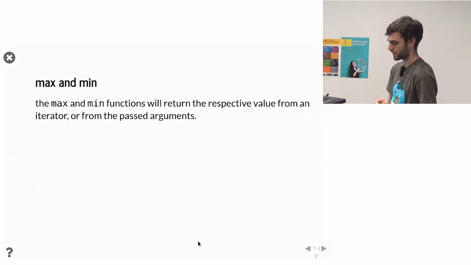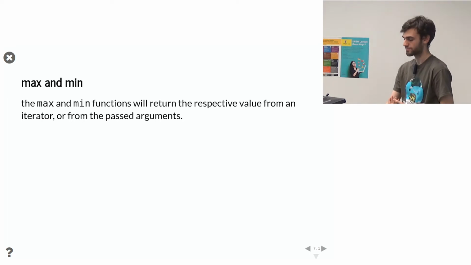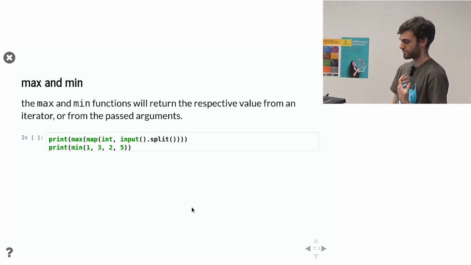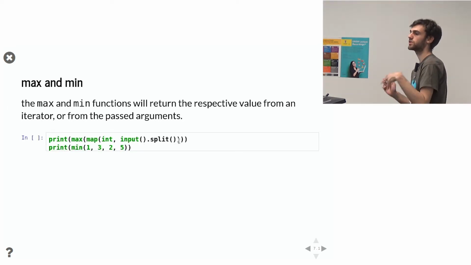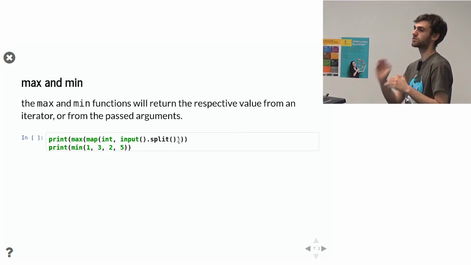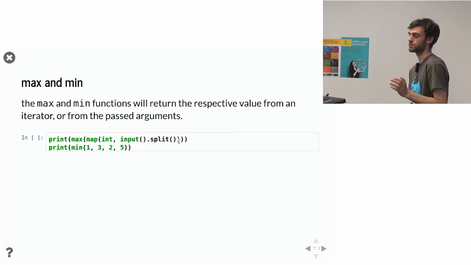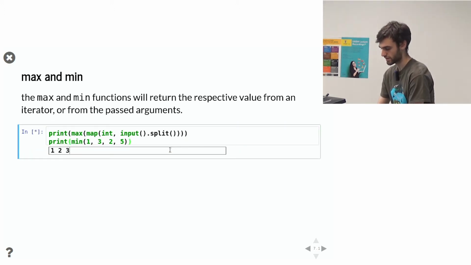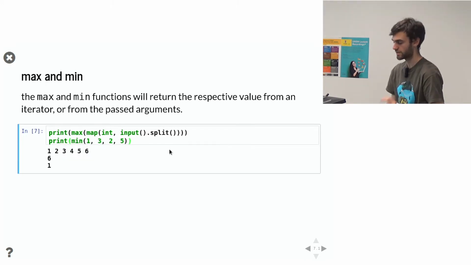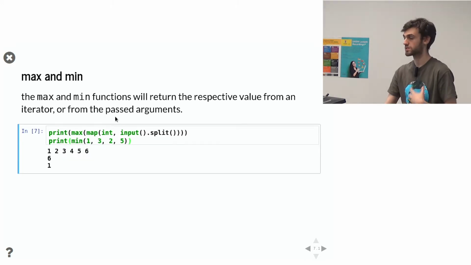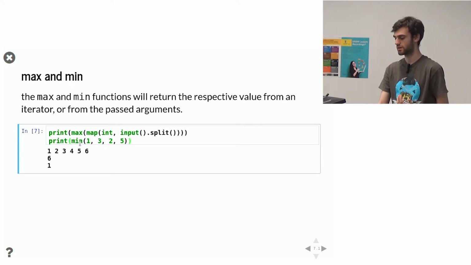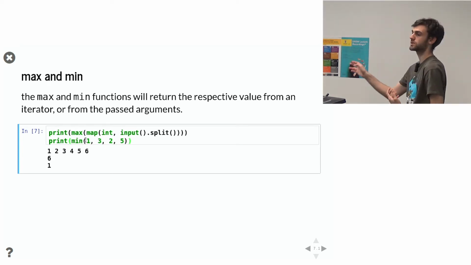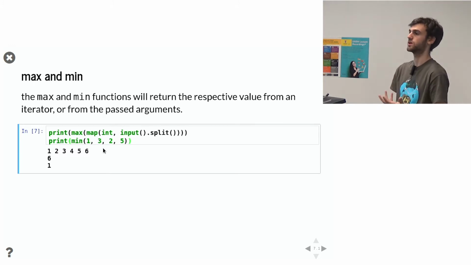Okay. We also have max and min. They will return whatever you want, depending on if you give it an iterable or a list of arguments. So for example, in here we'll give it a list of arguments or something to iterate over, and it gives us back the maximum, which is 6. And then here we just give it a bunch of arguments, and that just gives us 1.